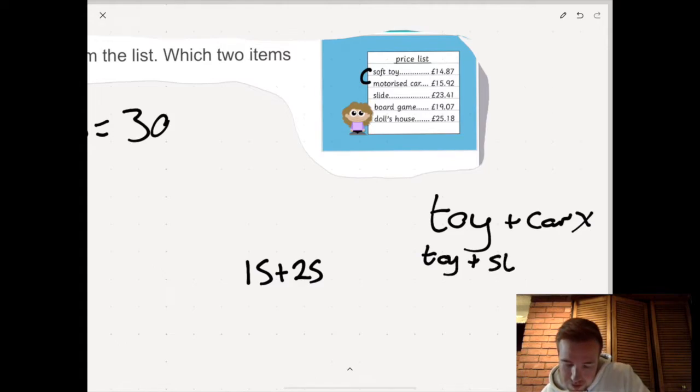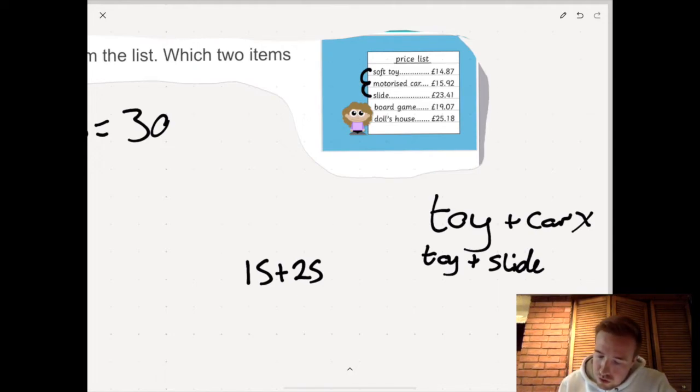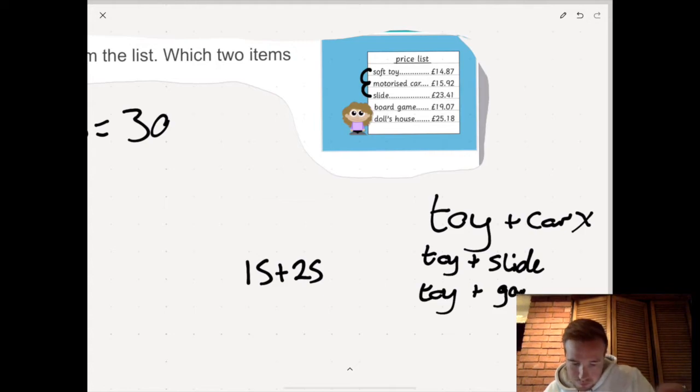Notice as well that I'm keeping on the toy, so I'm working systematically. So it's not toy and car. It's not toy and slide. Toy and board game would be too small because you've got 20 add 14. Well, roughly. Again, I'm rounding very heavily all over the place. 20 add 14, which would be about 34. So it's not toy and board game. And toy and doll's house is very similar to the slide. It's too big. So toy and house.